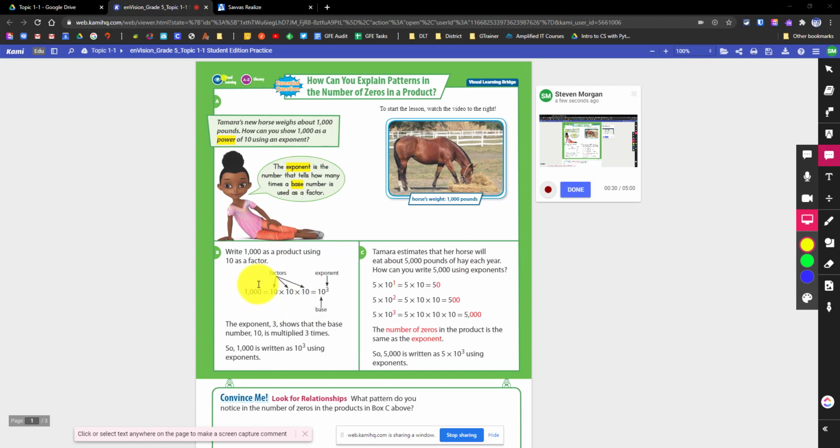We see 1,000 is a factor. The factors of 1,000 would be 10 times 10 times 10. And we're going to take that number 10 and use it as a base. Well, how many times is that base multiplied by itself? 3 times. So I want you to pause the video. I want you to take a look at B and C and see what other information we can get in order to answer this question. How can you show 1,000 as a power of 10 using an exponent? When you're ready to come back, we're going to watch a video together.